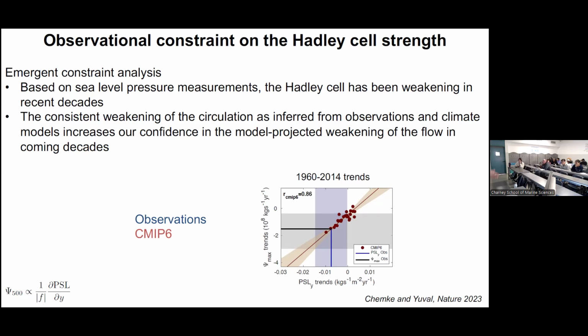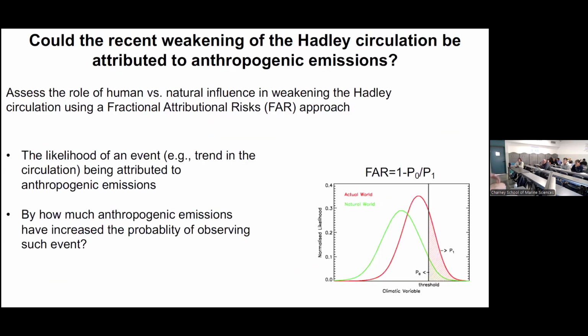Okay, so to attribute a given signal in the system, we're going to use what we call an attribution analysis, and specifically we take a fractional attributable risk approach, or in short, FAR. And this approach is illustrated in this schematic here.